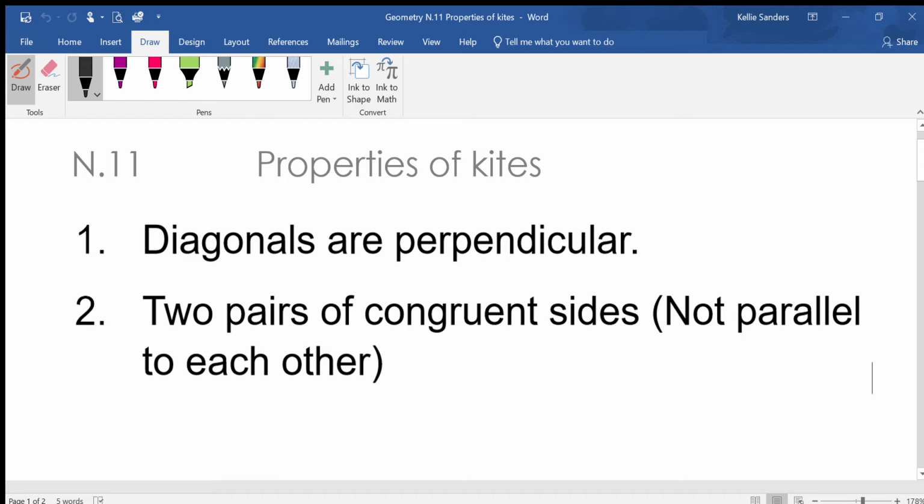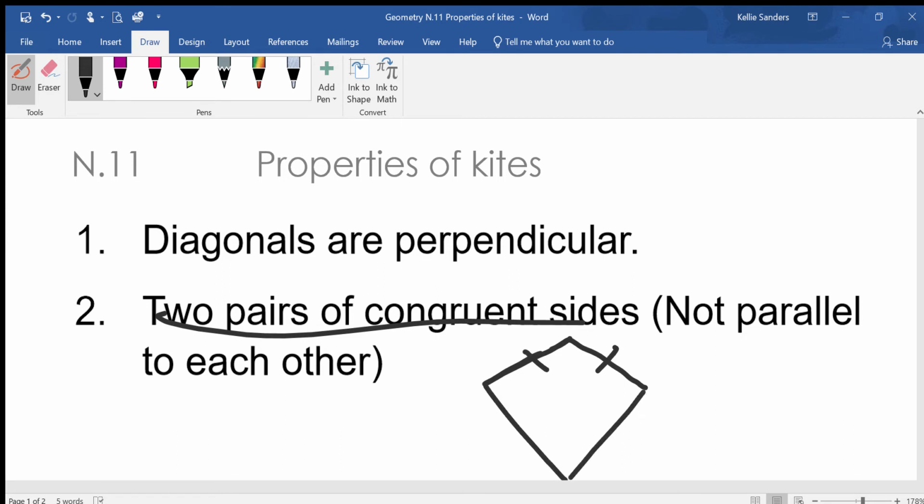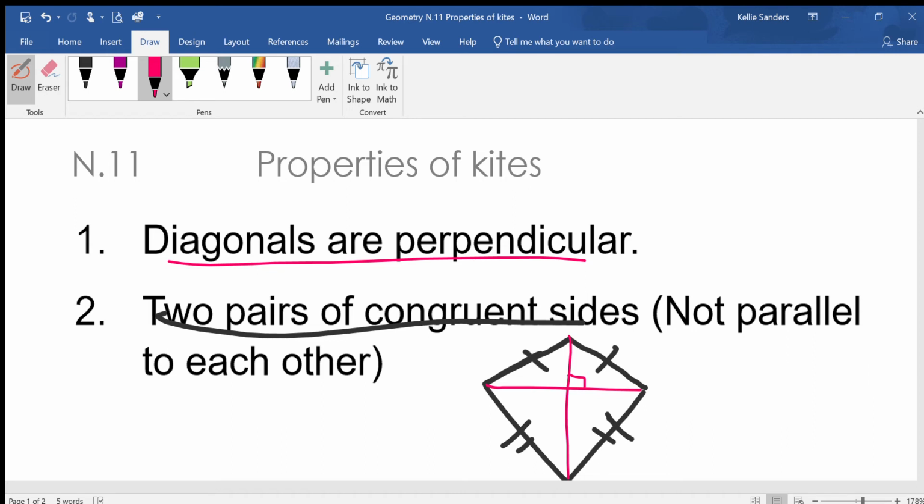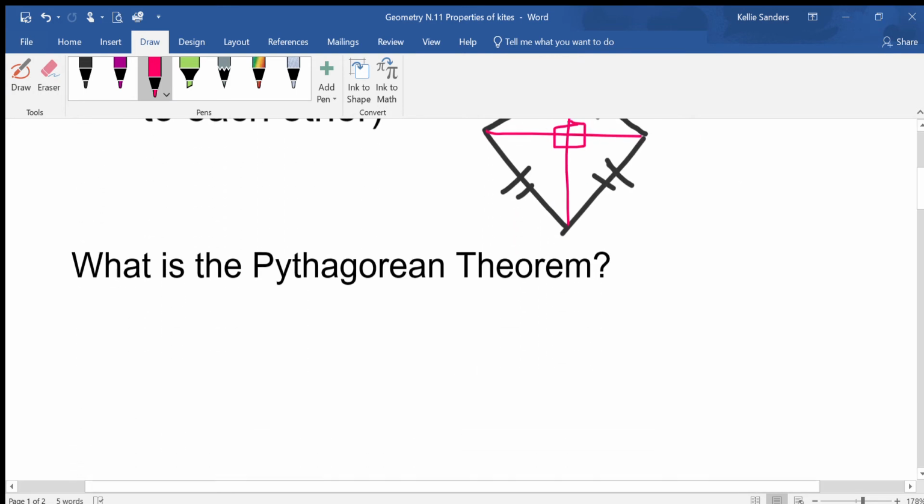So a kite is a quadrilateral with two pairs of congruent sides, but the congruent sides are next to each other, not opposite each other. So there we go on that. And then we have the diagonals are perpendicular. So here's a diagonal, and here's a diagonal, and they meet at 90-degree angles on that. All right, let's see what we got.